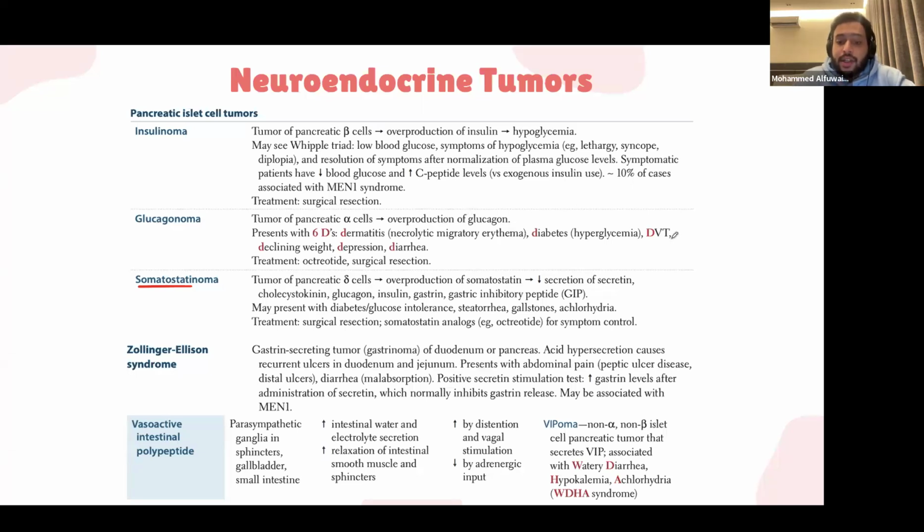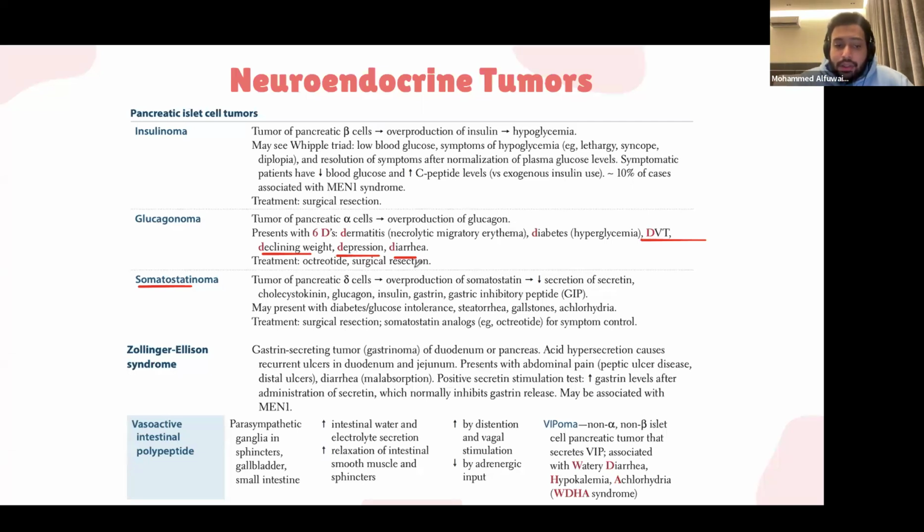Okay. Other signs are DVT, thrombosis, weight loss, depression, diarrhea. Okay, anyways. Treatment is a somatostatin analog. Remember in esophageal varices, we give octreotide. Okay, octreotide inhibits everything in the GI. So you give octreotide for most of these tumors, and it inhibits everything. So you give octreotide or surgically resect it.